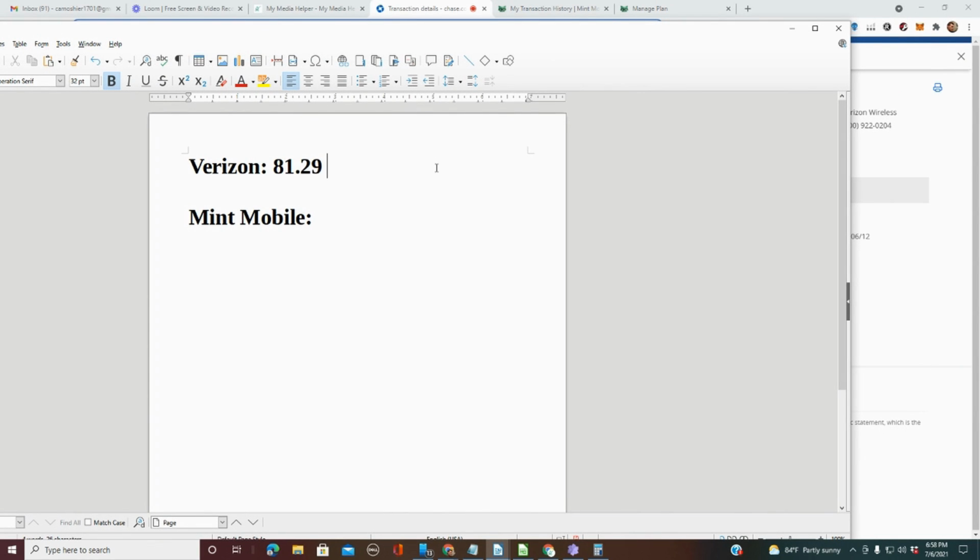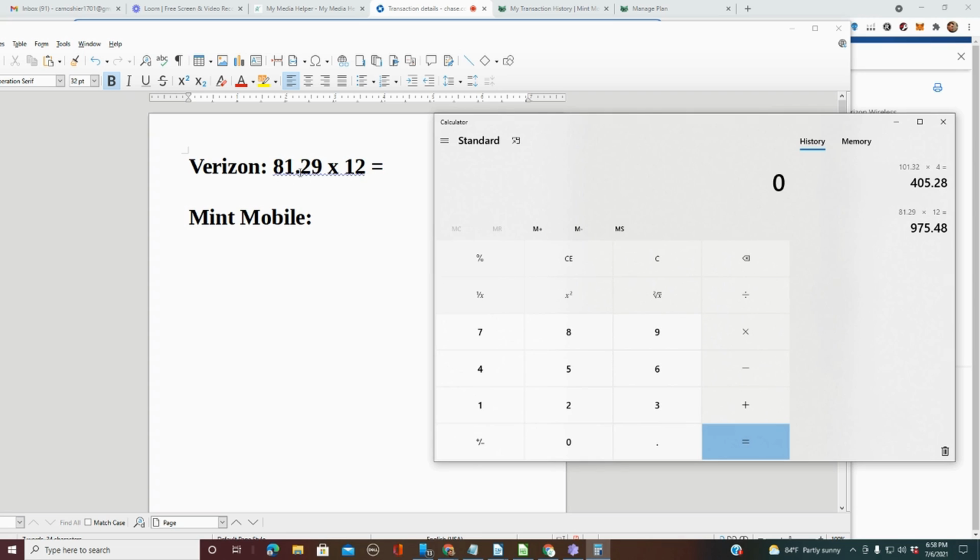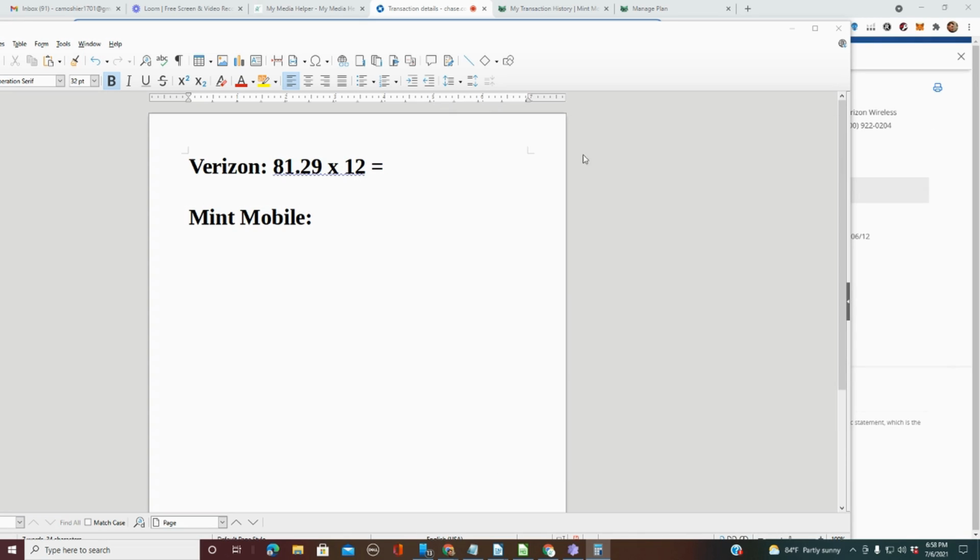$81.29. All right. Multiplied by 12. So let's bring our trusty calculator over here. And this is after all the fees and everything are put in. Keep that in mind. It could be off a few cents here and there because they seem to change the amount of the bill every month for whatever reason, but okay. So $975.48. Okay, so that's what I would be paying for the year.